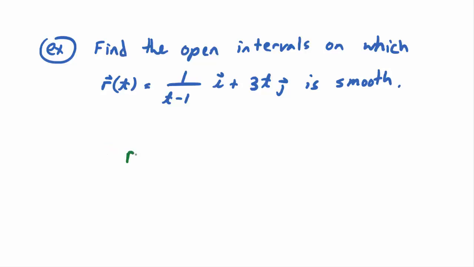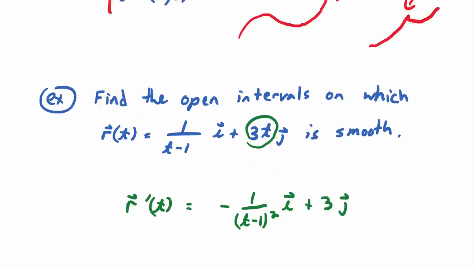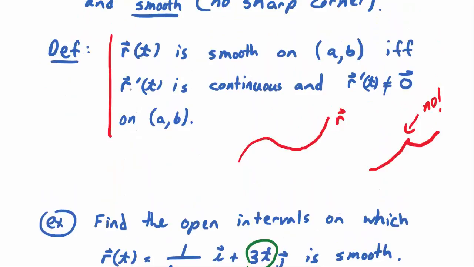Help me out here. What's r prime of t? For the first component, it's just like taking the derivative of 1 over t. So it'll be negative 1 over t minus 1, the whole thing squared, right? i. And then plus, what's the derivative of 3t? 3, so 3j. Okay, so the conditions for it to be smooth: r prime of t has to be continuous.